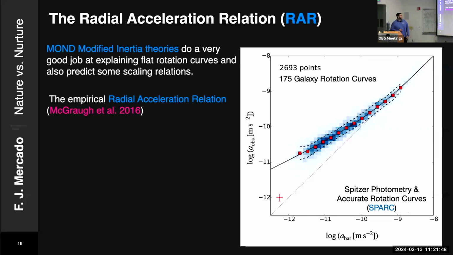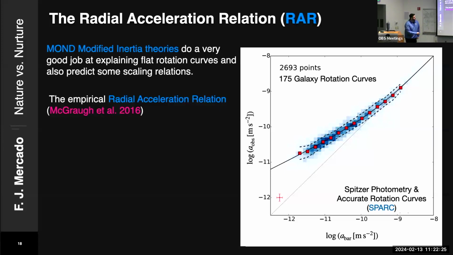One of these scaling relations is a radial acceleration relation, which connects the inferred acceleration of the total mass, or the observed mass, inferred from rotation curves, to the gravitational acceleration that the baryons should feel within the galaxies. And for a little under 3,000 points within 175 galaxies in the SPARC data set, we do see a very strong relationship between these two quantities.